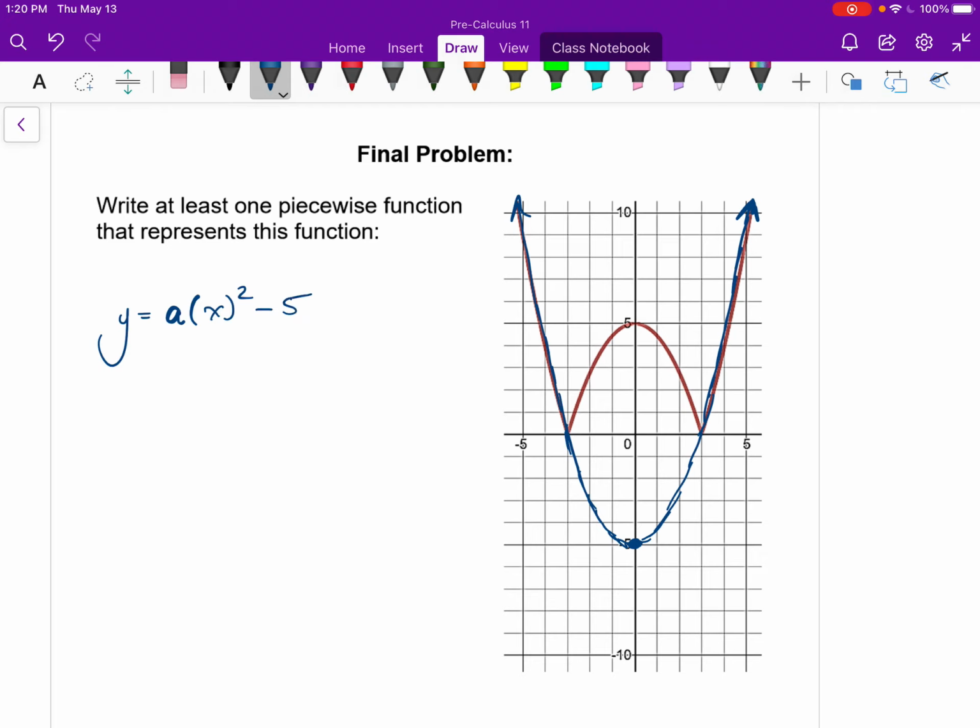But what's a? And again, right now I'm focusing on just that graph in blue. Well, a is my vertical stretch. I know it's a positive number because it's opening up, but I just don't know what it is. So how can I figure it out?